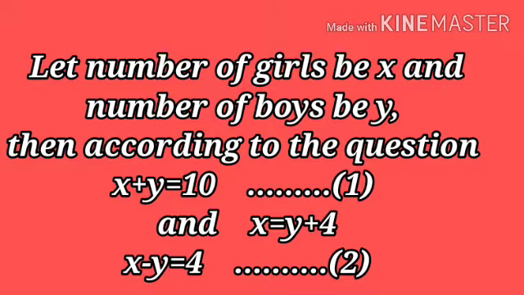Now, the second condition: the number of girls is 4 more than the number of boys. So here the number of girls is x, so x is 4 more than y, it means y plus 4. So x is equal to y plus 4. Now transferring y to the left side, our equation is x minus y equal to 4, and we call this equation number 2.